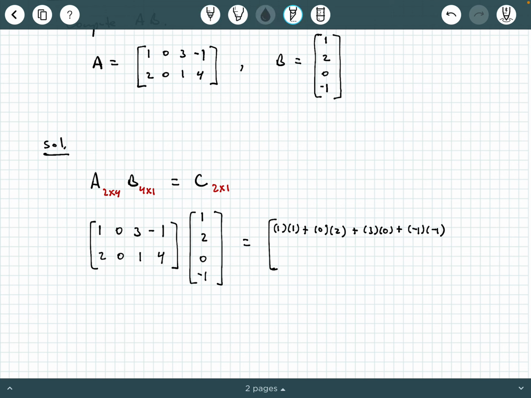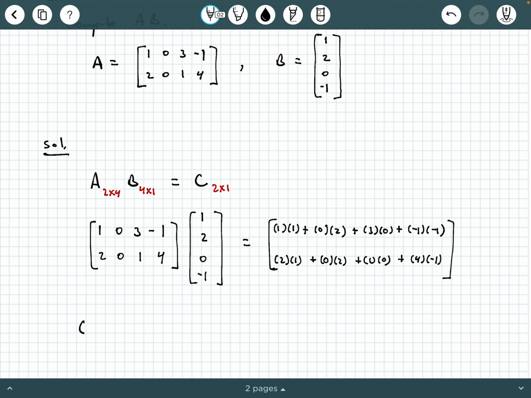Now, what do we do about the second row? Well, remember, we're going to multiply row 2 of the left matrix by column 1 of the right matrix, okay, which is the only column there. So we're going to have 2 by 1 plus 0 by 2 plus 1 by 0 plus 4 by negative 1. Close that bracket off.